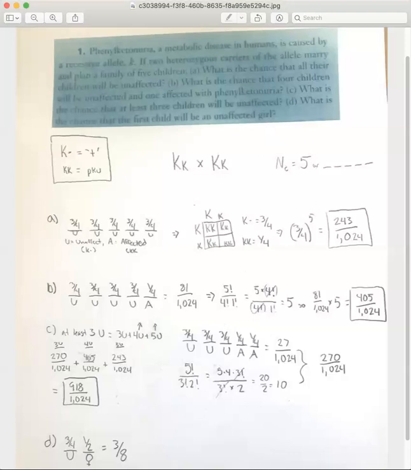So it's really, there's 2 events that have to happen. You have to have the birth of the first child being unaffected. You know, that's a probability of 3/4. And the birth of the first child being a female. We know that the probability of being a female is 1/2. You just times those 2 together, and that equals 3/8. Okay, so there you have it.